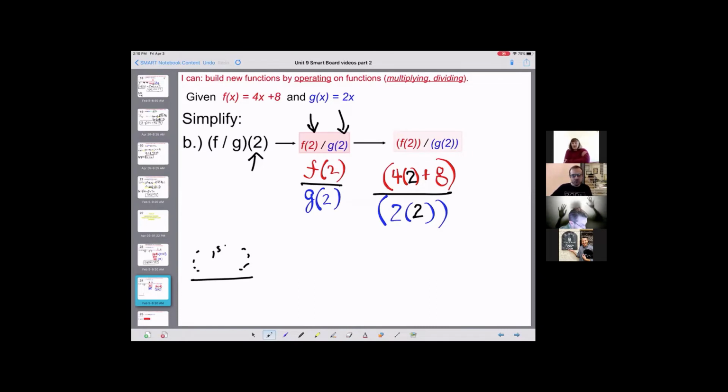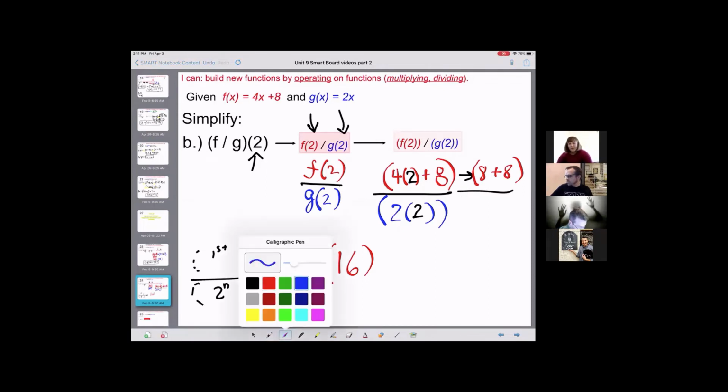So we'll take a look at the numerator. We have 4 times 2 plus 8. Mr. Craig is writing some stuff. In those top parentheses, 4 times 2 comes first, so we'll have 8 plus 8, which is a numerator of 16. Then we'll take a look at the denominator. In the denominator, we have 2 times 2, which is 4.